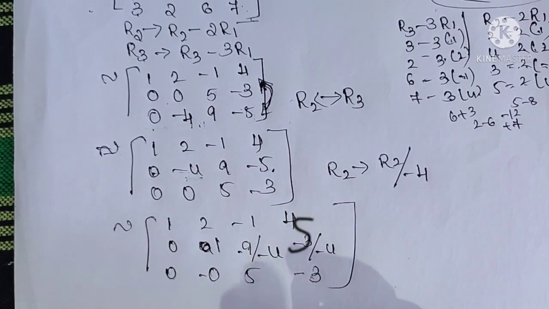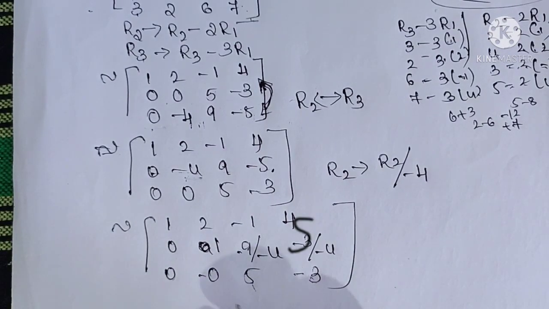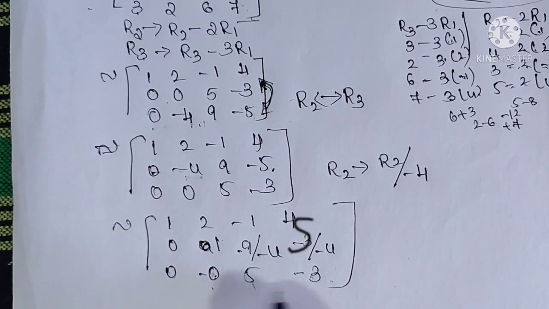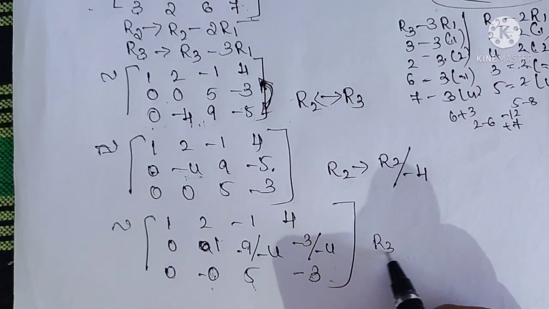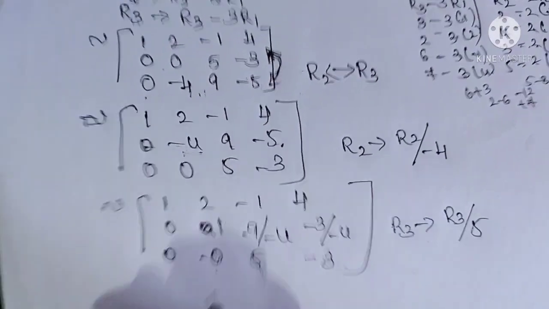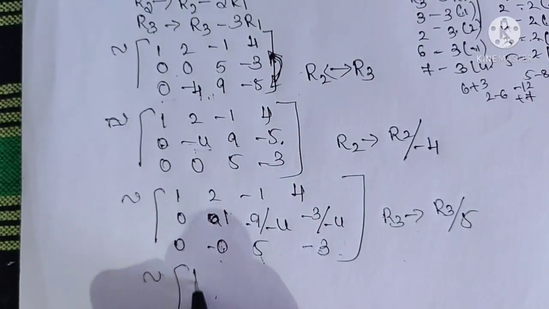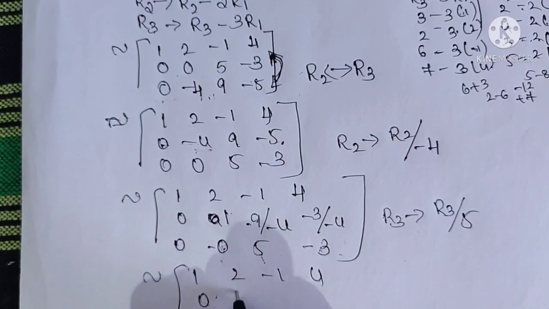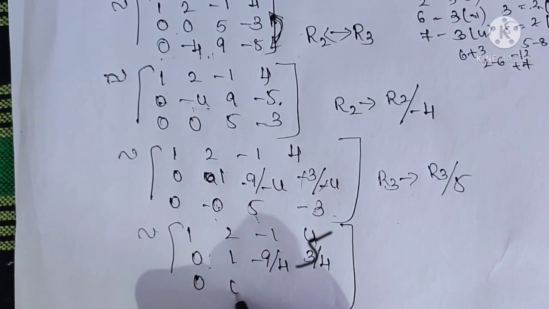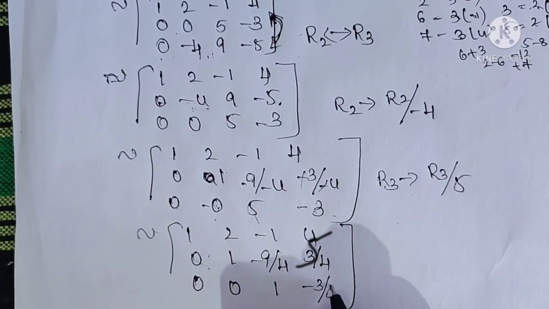minus 3. See here we can't do further row transformations, because if there were an element we could do further row transformation, but here we can't do any other row transformation. Therefore in the third row also the first non-zero element must be equal to 1. Therefore row 3 also you change by row 3 divided by 5. Then the resulting matrix is 1 2 minus 1 4, 0 1 9 by minus 4, minus 9 by 4, 0 0 1 minus 3 by 5.